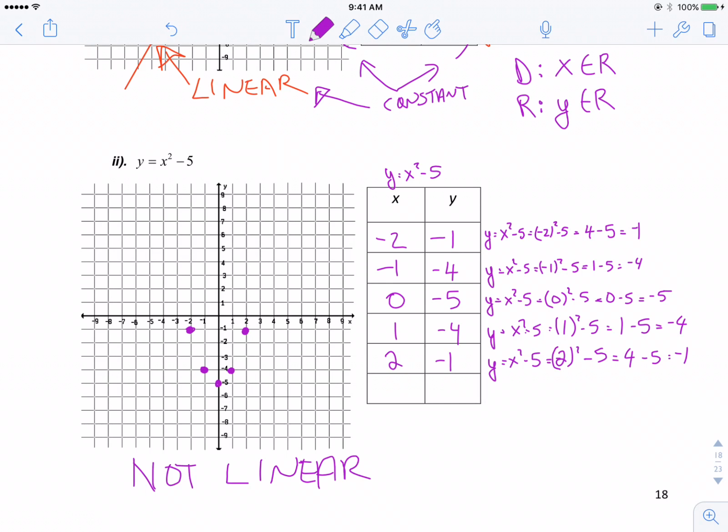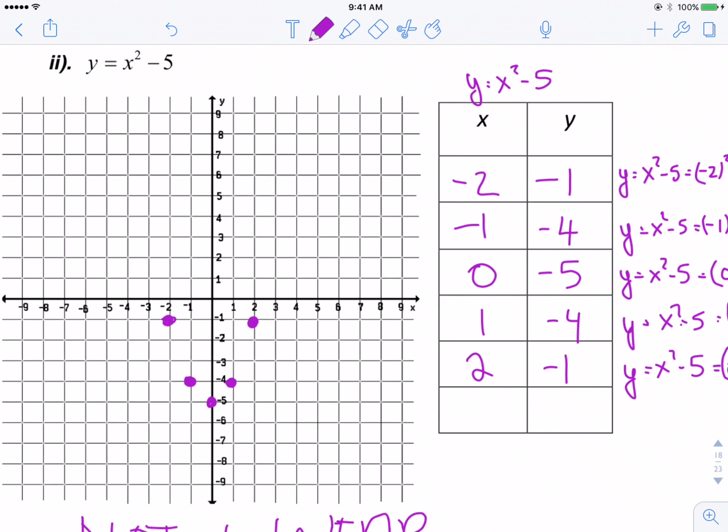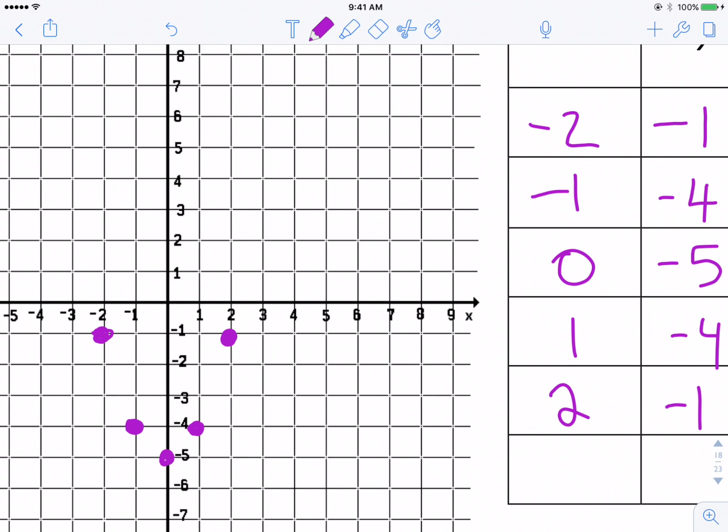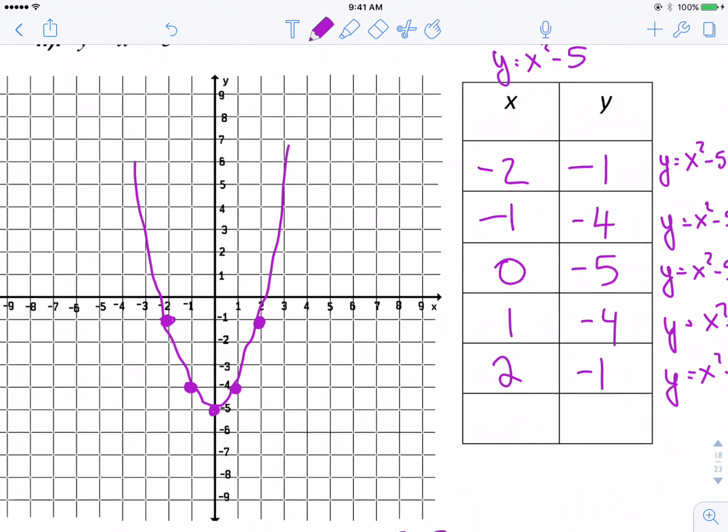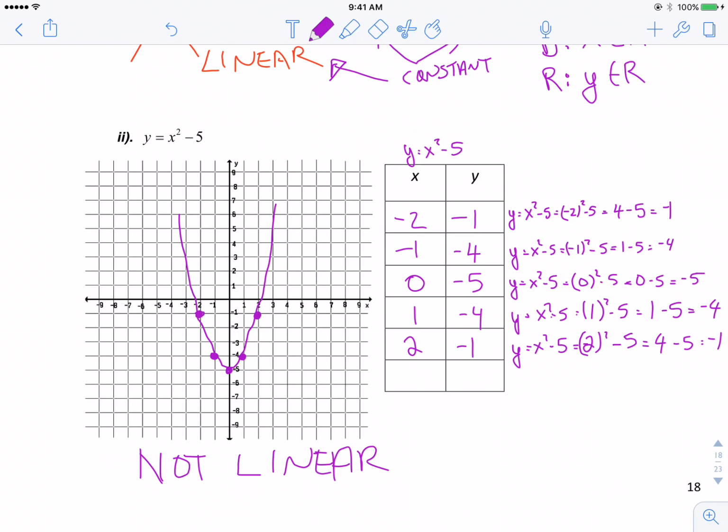Because it's not a straight line, when we do graph this, we actually join these points, creating something that looks maybe like this. Okay, it's called a parabola. It's not linear because we can't get a straight line out of those points.